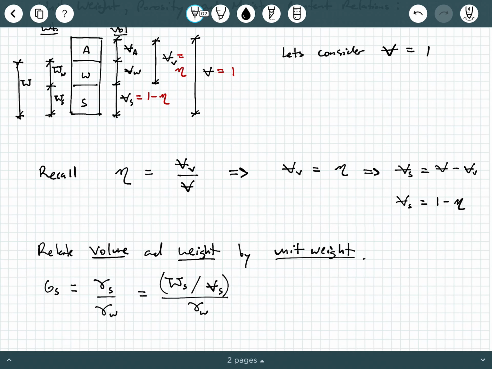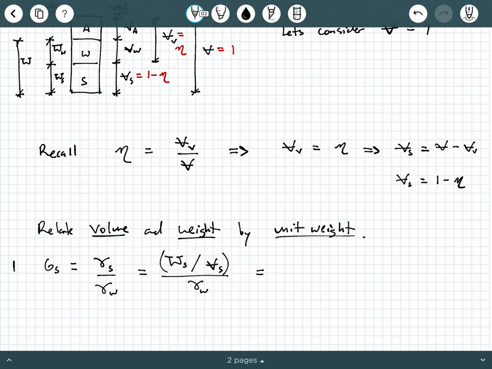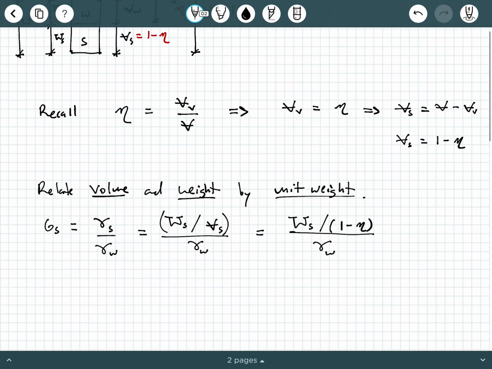So I can do a little bit of rearranging, right? How can I do some rearranging? Well, do I know an expression for volume of solids? Yeah, we have volume of solids equals 1 minus porosity. So watch what I can do now. I can say this is equal to the weight of solids divided by, instead of volume of solids, I'm going to say 1 minus porosity, right? And then all that's divided by unit weight of water. So now what kind of relationship can I establish?